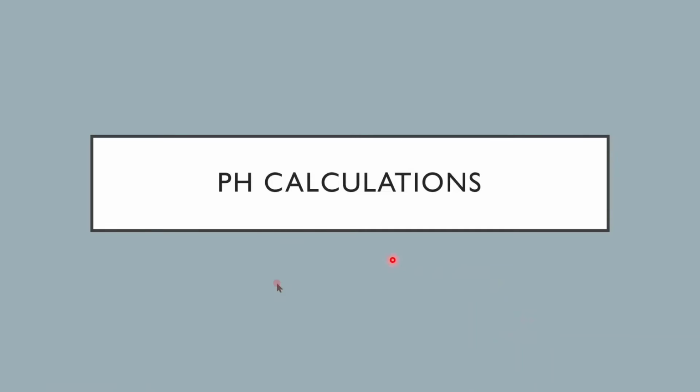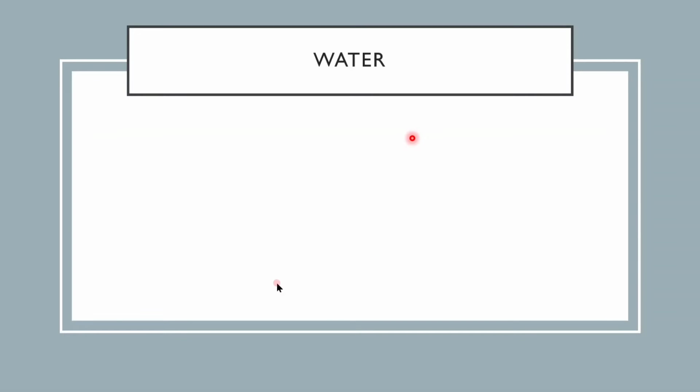So today's video is part 2 of pH calculations and the third video in our series on acids and bases. Now we're going to be looking at how we calculate the pH of water. Water does ionize slightly, setting up an equilibrium.